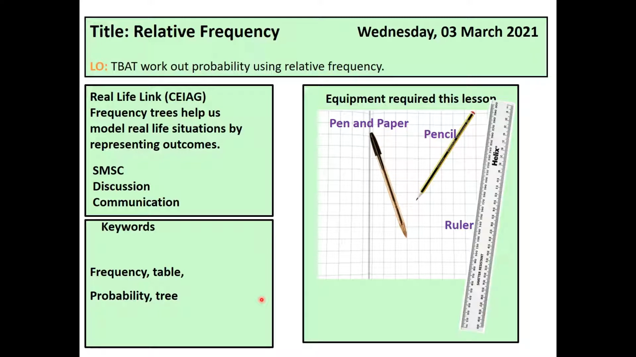Today we are looking at the topic of relative frequency, which is really the beginning of probability. We're going to move on later in the week to look at Venn diagrams and probability there. The lesson objective today is to be able to work out probability using relative frequency. You're going to need a pen, pencil, a piece of paper, and potentially a ruler to draw some tables.